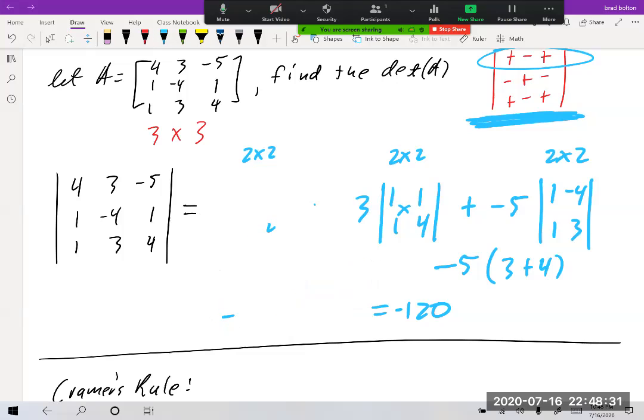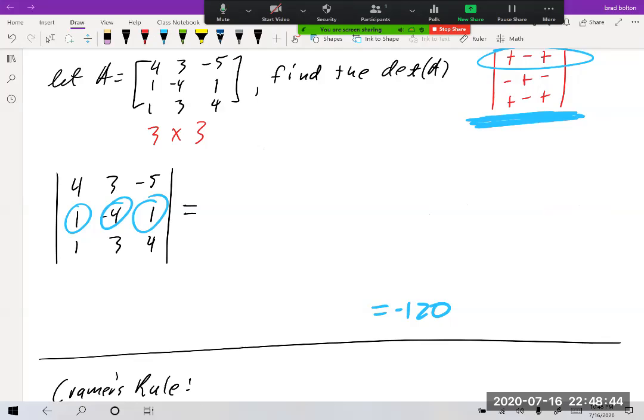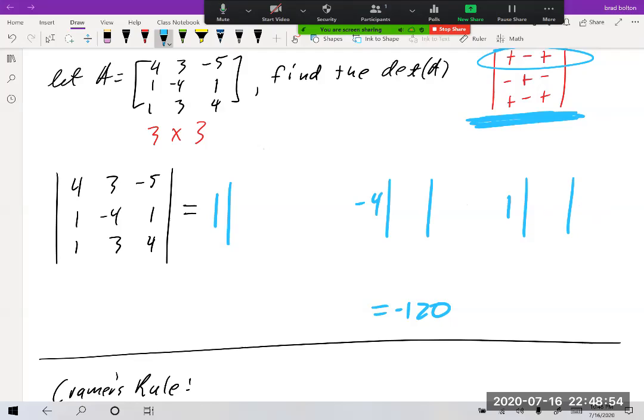Let's go from there. I'm going to leave it as negative 120, and I'm going to pick a new row. So let's say I pick this row right here, this guy, and this guy, just for fun. Let's say I pick that one. So what I'm going to do is put my 1 here, my -4 here, and my 1 here. Oops, let me move this over a little. Put my 1 here. And then I have to build another determinant of each of these 2 by 2s. Okay.